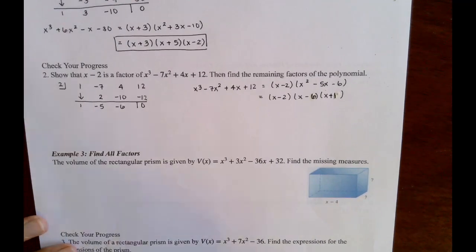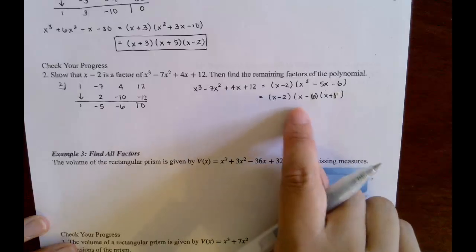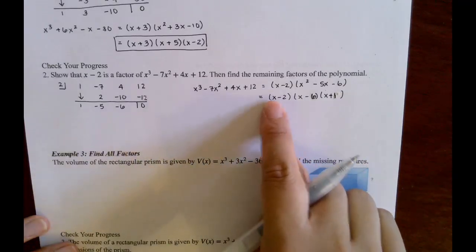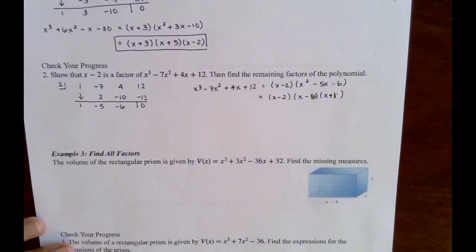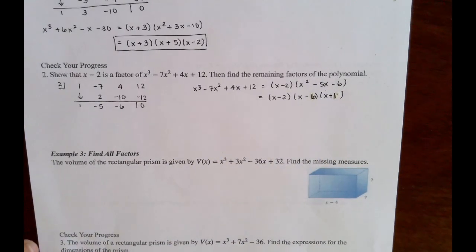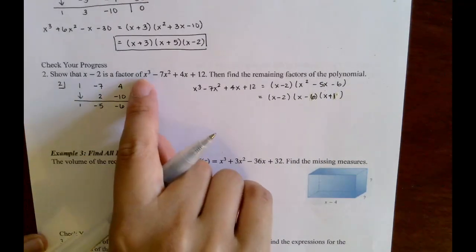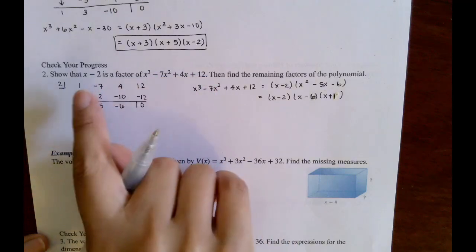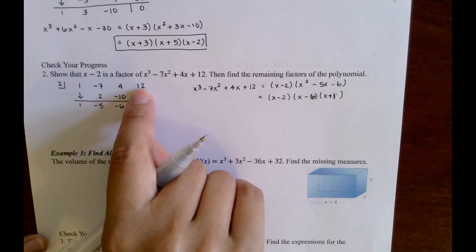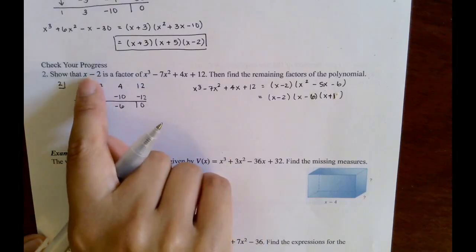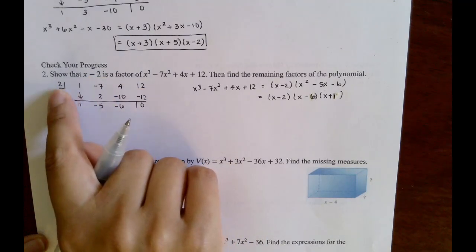Okay, so here you should have gotten that it does work for x minus 2, and then your other factors are x minus 6, x plus 1. If you got that right, you can move on to our last example. If not, here's your explanation. So I use this and set up my synthetic substitution. So it's 1x cubed minus 7x squared plus 4x plus 12. Okay. Since it's x minus 2, that means r equals 2.